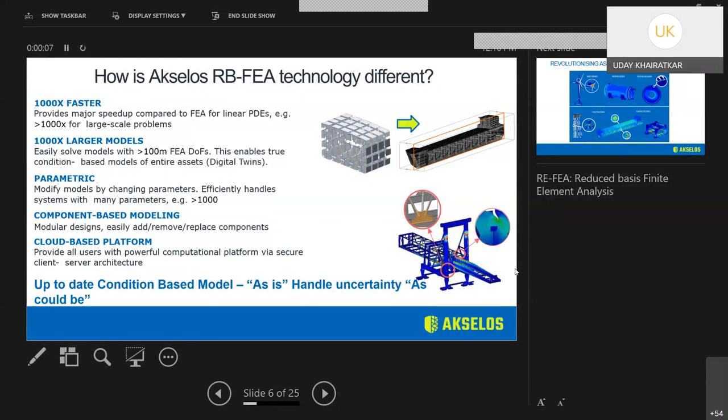These are the advantages. One is that it is very fast, providing a major speed up compared to FEA, finite element analysis, for linear PDEs. For example, it's more than 1,000 times faster. FEM is finite element analysis, FEA, and reduced basis finite element analysis, RBFEA. You can modify models by changing parameters, and efficiently handle systems with many parameters. A cloud-based platform is used.